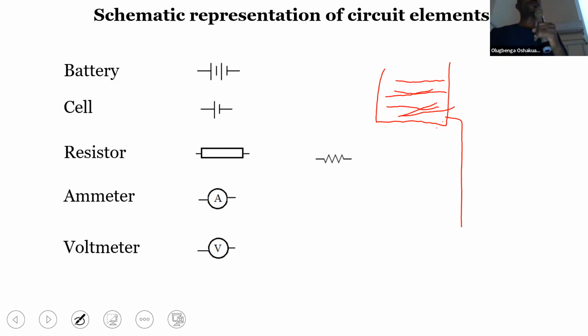Similarly, in voltage supply, the larger the voltage, the larger the force with which it will pump electricity around the circuit.